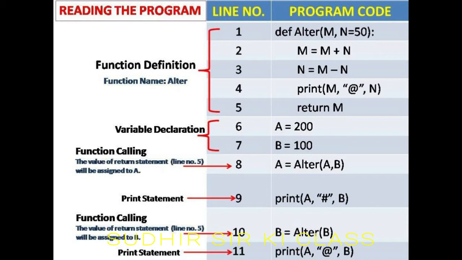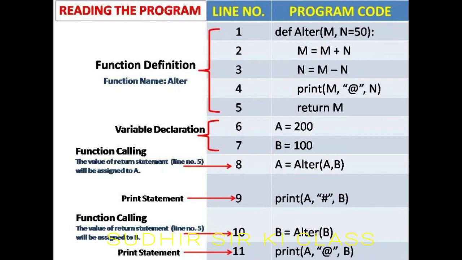And you all know that we will start the program from line number 6 only, because we go to a function definition only when a call is given to the function. No matter the function definition is given at the top of the program, but we will start it from line number 6. Now, line number 8 is calling the function alter with 2 arguments A and B.